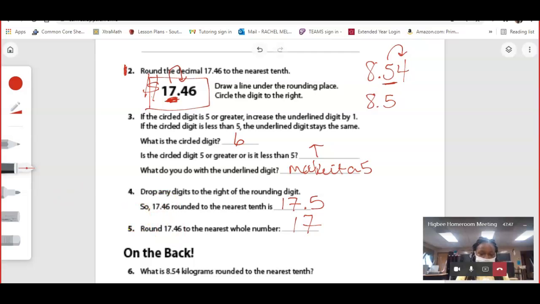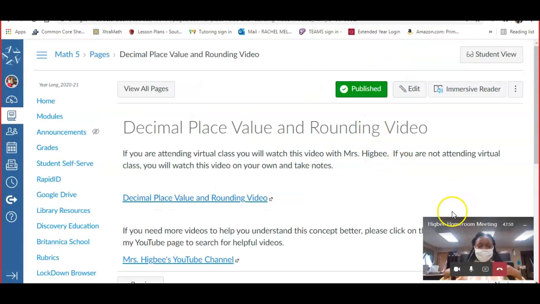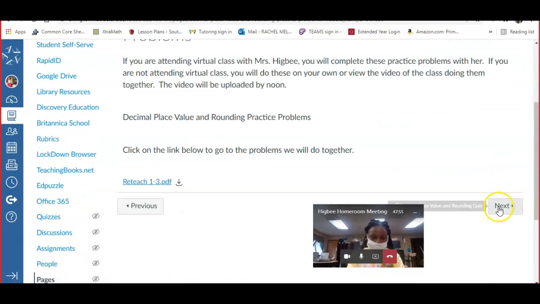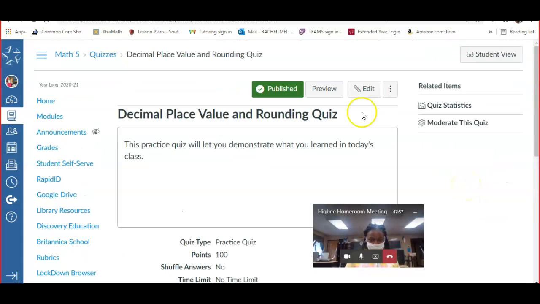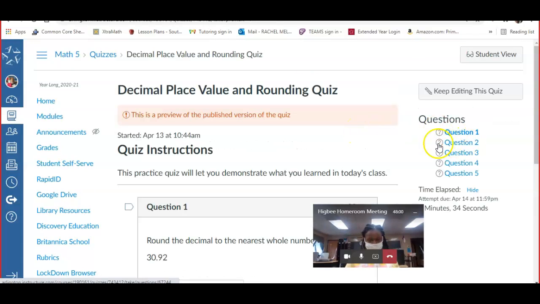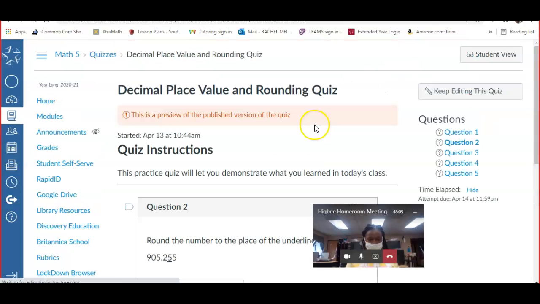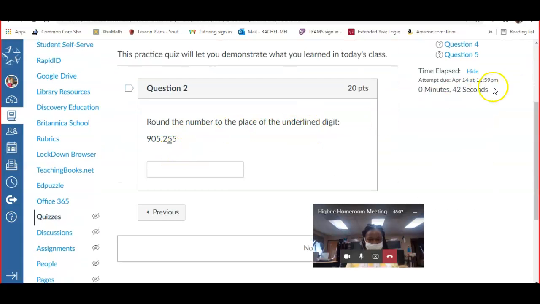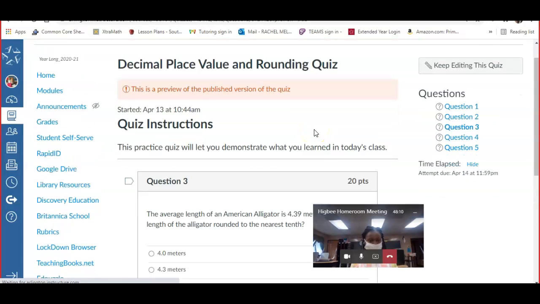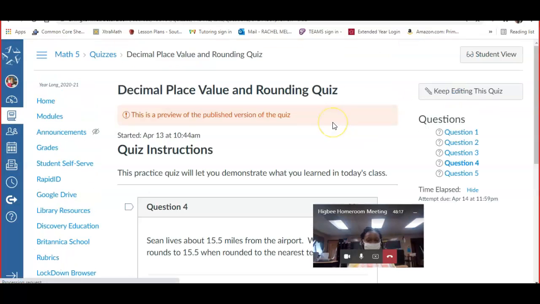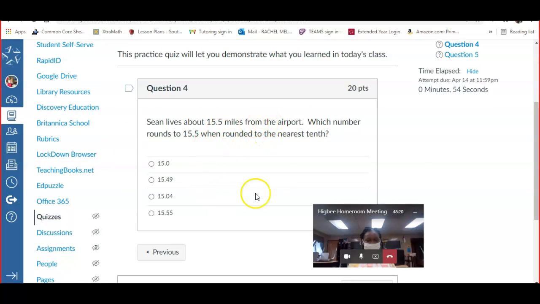Okay? All right. So, in your Canvas course today, you are going to go to your quiz. And let's preview it. So, on question number 1, you're rounding. Question number 2, you're rounding. Question number 3 is a multiple choice, but it's rounding. It's asking about the nearest 10th. Question number 4, again, rounding with a multiple choice, again, to the nearest 10th.